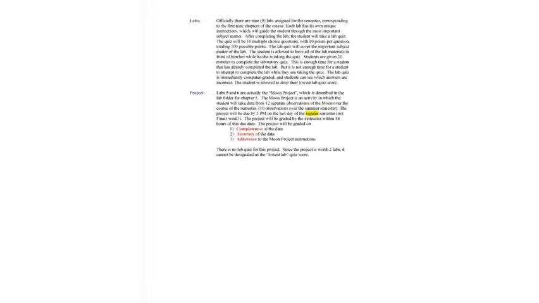The student is allowed to drop their lowest lab quiz score, except for the Moon project, which is 2 labs and it's not actually a quiz itself. That Moon project is labs 5 and 6, and it's described in the lab folder for chapter 5. The Moon project is an activity in which the student will take data from 12 separate observations of the Moon over the course of the semester, 10 observations over the summer semester.